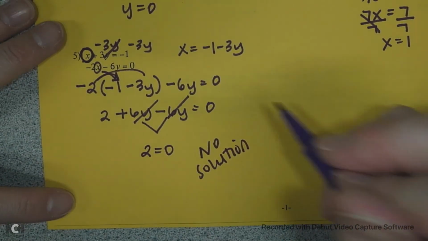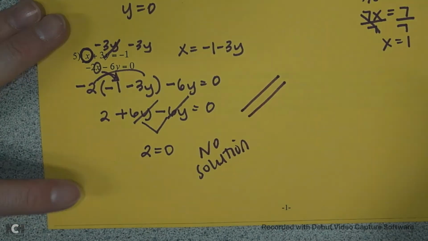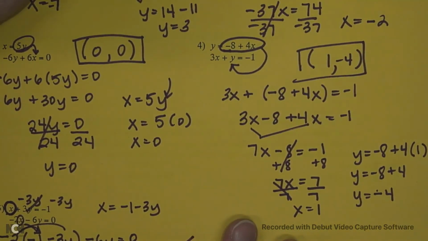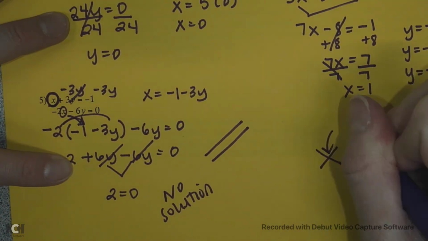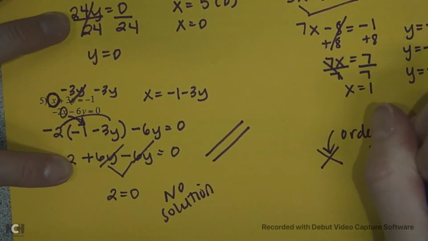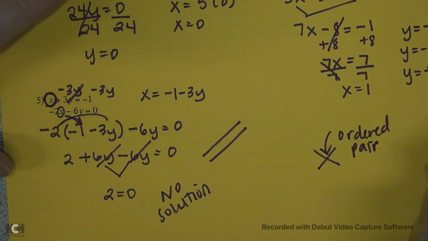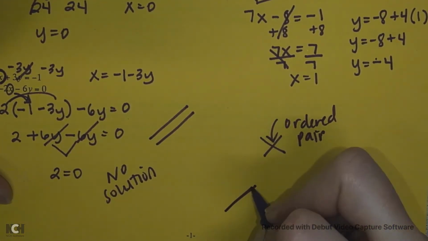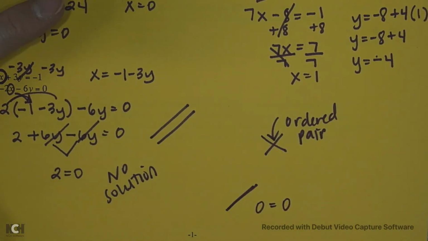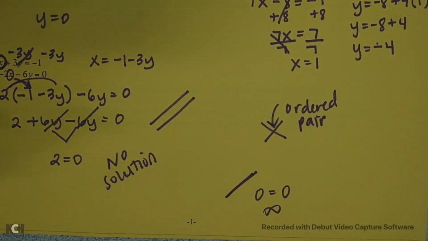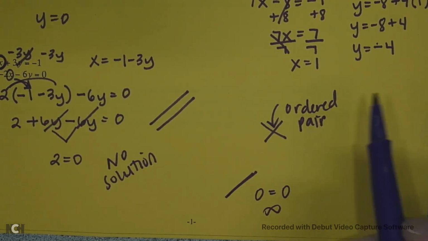That means if I were to graph these two lines, they would never touch. But all the rest of them, since they have an ordered pair, they all cross at one spot, and this gives you one ordered pair. If the line is exactly the same, then you would get something like 0 equals 0. 0 does equal 0, and that would be an infinite solution. So these are the 3 types of solution. Most of the ones for today were ordered pairs.